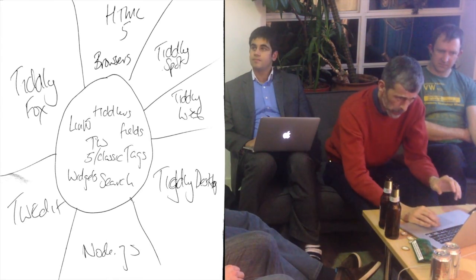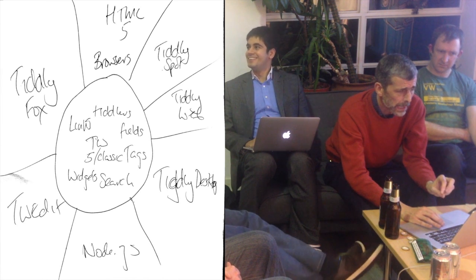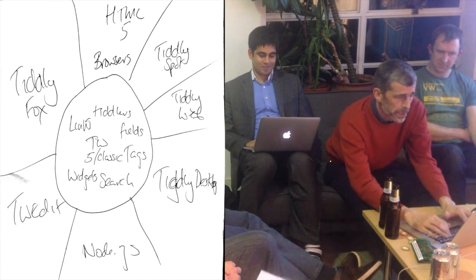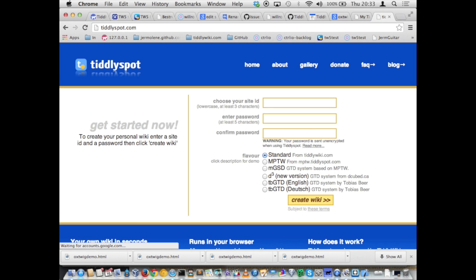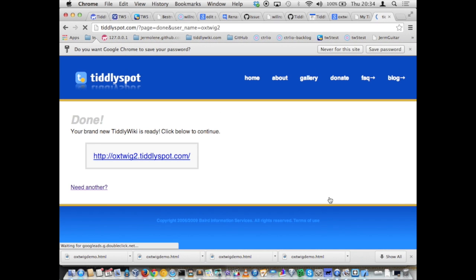And what you can also do is store your TiddlyWikis in the cloud. So if I go to TiddlySpot, TiddlySpot is a service that lets you store TiddlyWikis, kind of like Dropbox, at a URL that you can visit. It's currently configured around the old version of TiddlyWiki. So I'll create a new site called Oxtwig 2, and I'll give it a top secret password, which is weirdly the same number of letters as Oxtwig 2, and then it'll create me, assuming nobody else has grabbed that desirable address. Right, so now it's created me a wiki called Oxtwig 2.